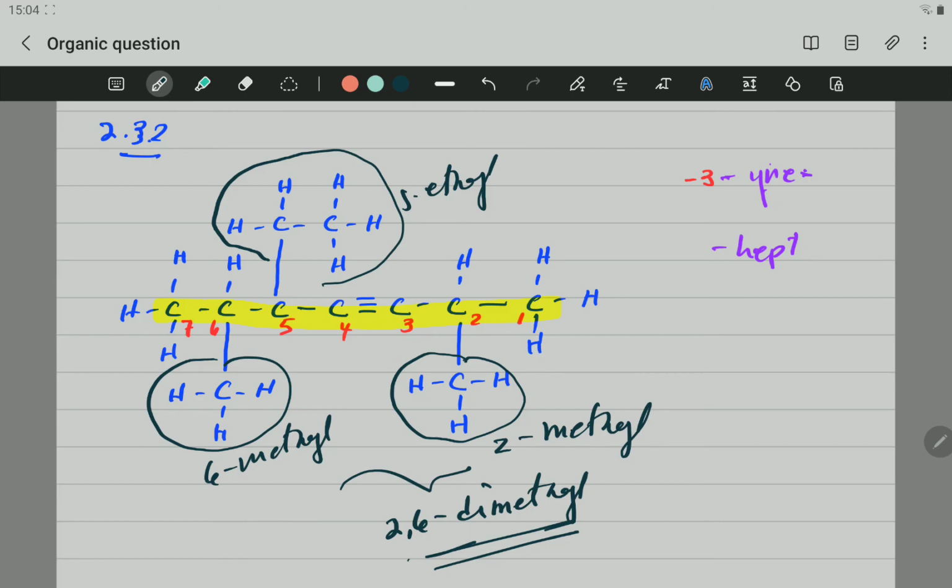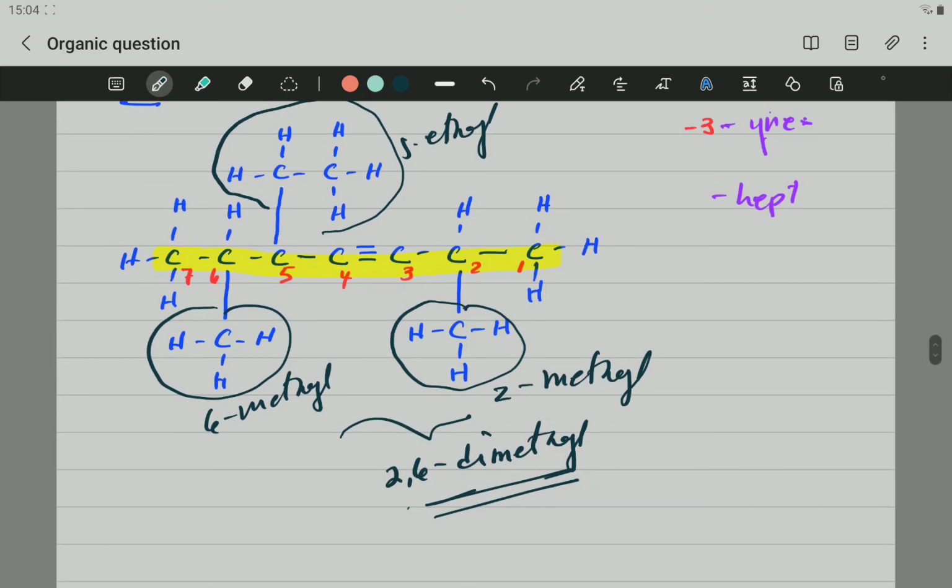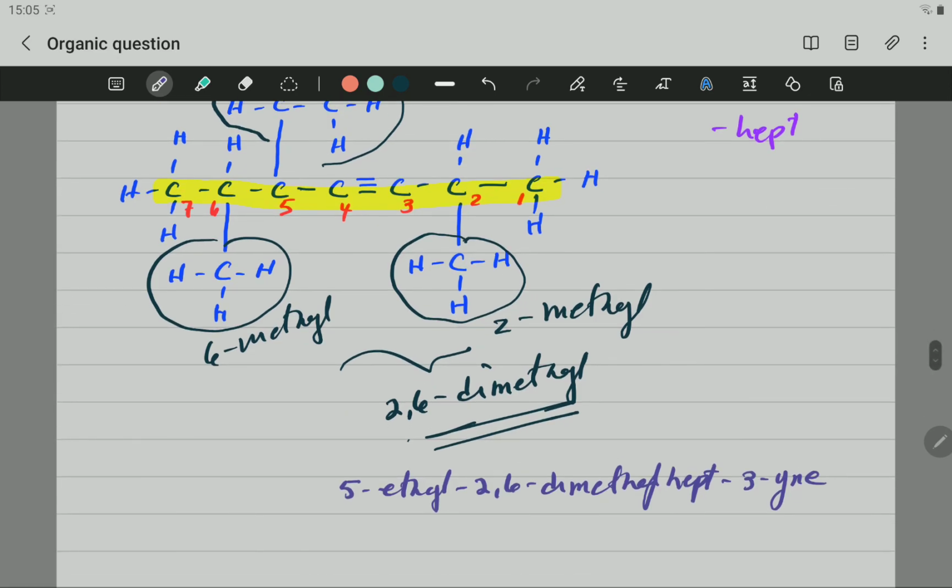So we have now the substituents, we have the number of carbons, we have the functional group. The only thing that we have left is to write the name. So let's write the name here at the bottom. First the substituents in alphabetical order. So it will be 5-ethyl-2,6-dimethylhept-3-yne. That is the final answer for this compound, and there are 3 marks for that.